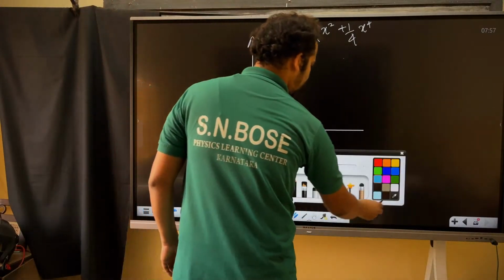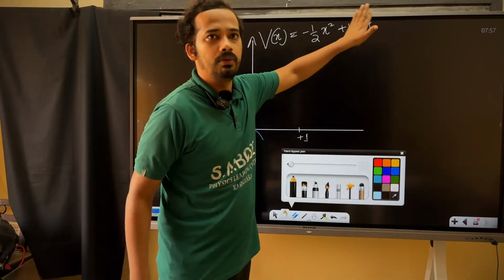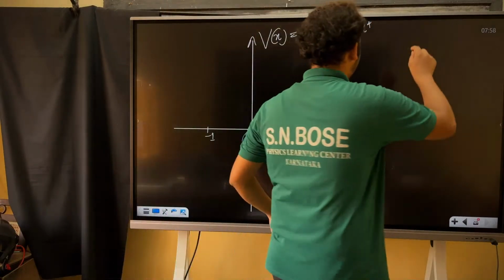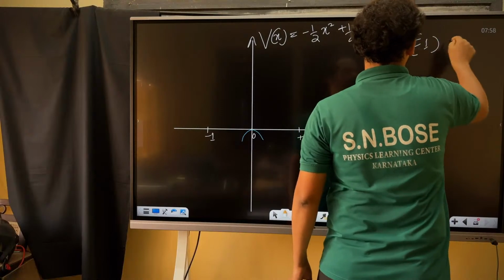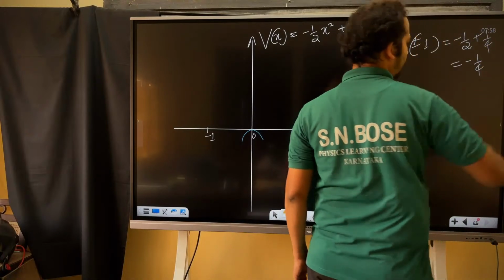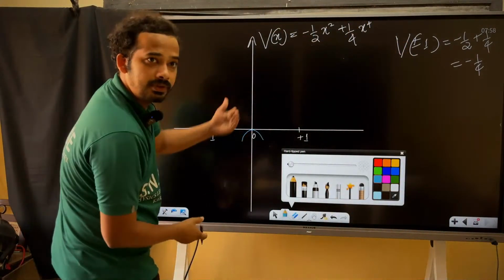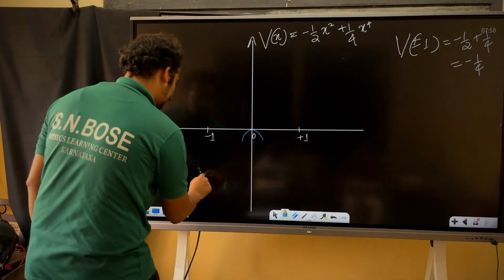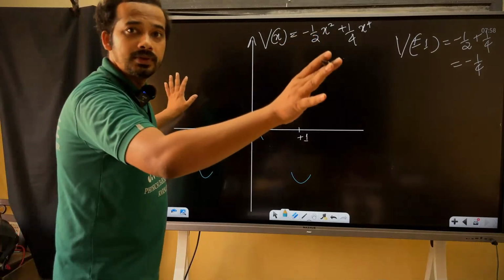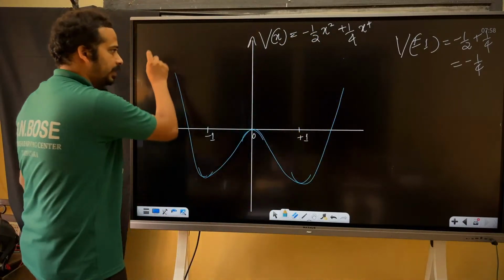Now look here. When you put x equal to plus 1 or minus 1, what is happening? x square and x raised to 4 are both 1. So V of plus or minus 1 is minus half plus 1 by 4, which is minus 1 by 4. That means the minimum value of the function is negative at those points. It has a minimum at these two locations, and there are no other extrema. Just join them, and it should be a symmetric curve.